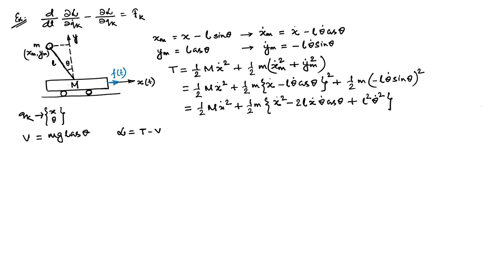Now, if I just write down this expression, this will be half (M plus small m) x dot square, plus half m l square theta dot square, minus m l x dot theta dot cos theta, minus m g l cos theta.